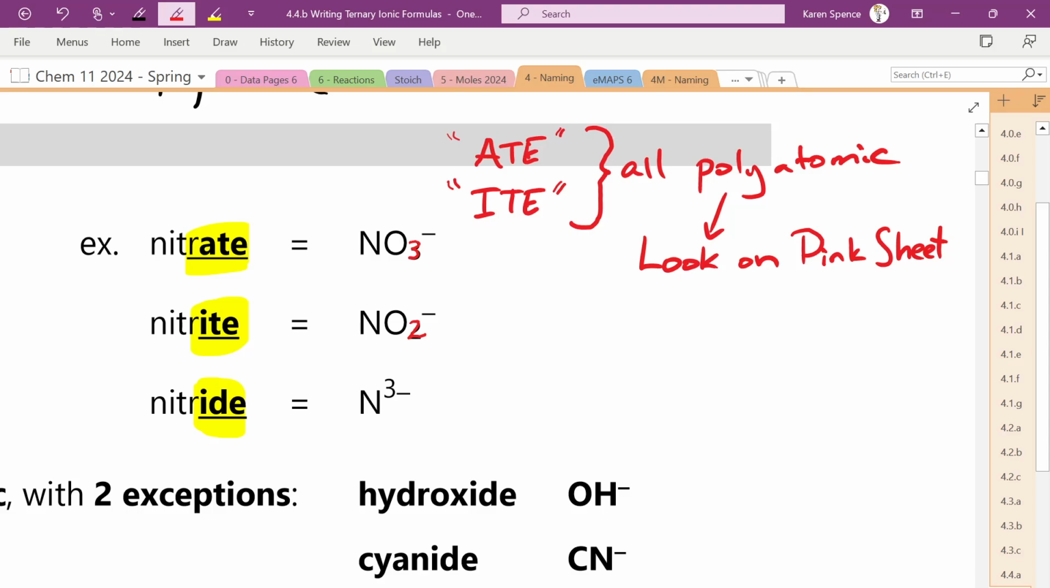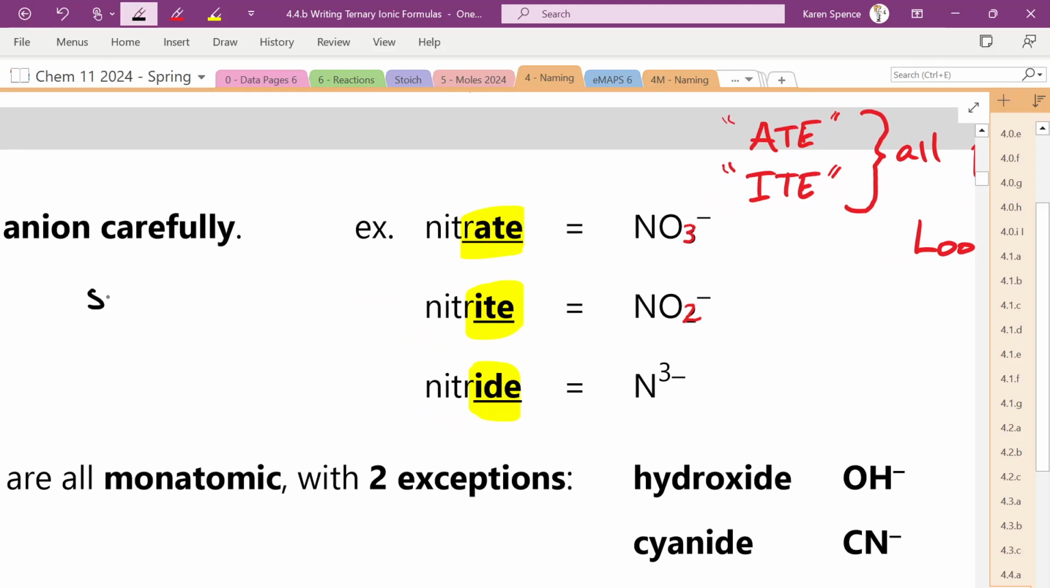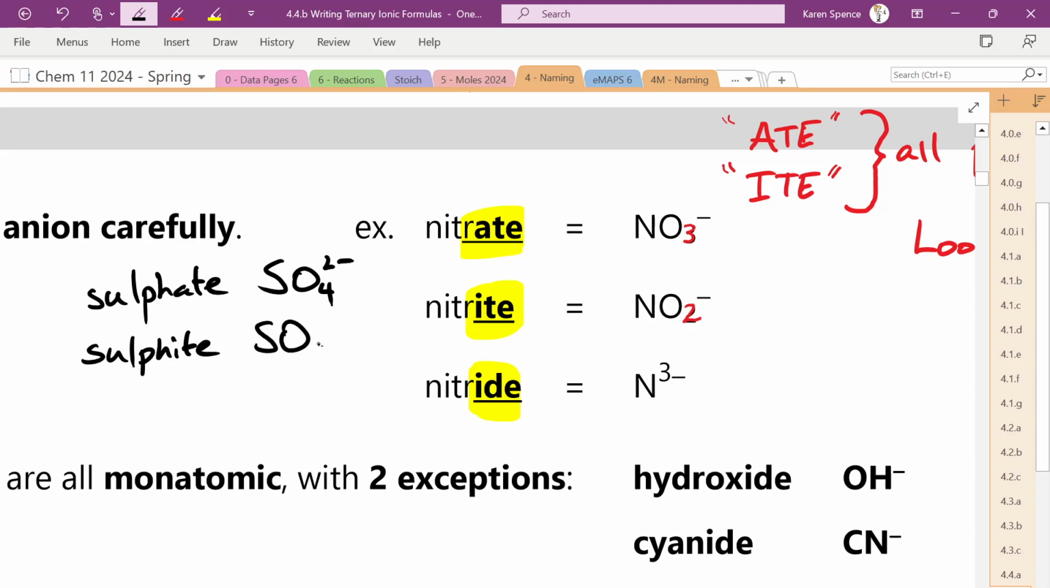You cannot predict the number of oxygens based on the name. It just tells you relatively, an ate ion will always have 1 more oxygen than the ite ion. So nitrate has 3, nitrite has 2. But sulfate has 4, and sulfite, how many would sulfite have? It would have 3, because the ates always have 1 more oxygen than the ites. Now, it's all well and good to know that, but you don't have to, because you always get to use your pink sheet, okay? And then, of course, sulfide.